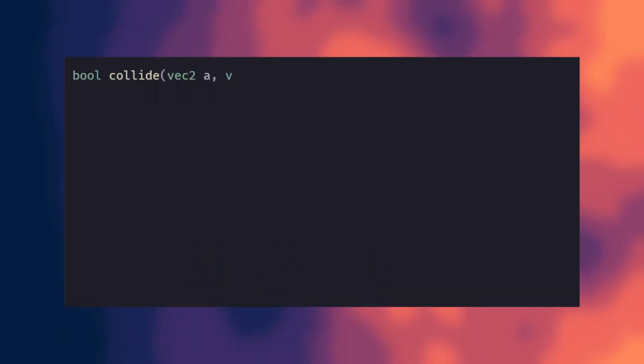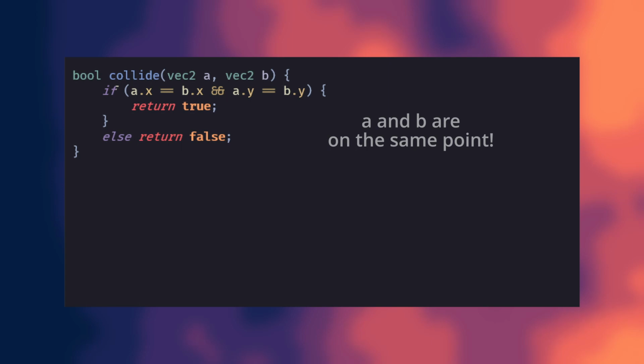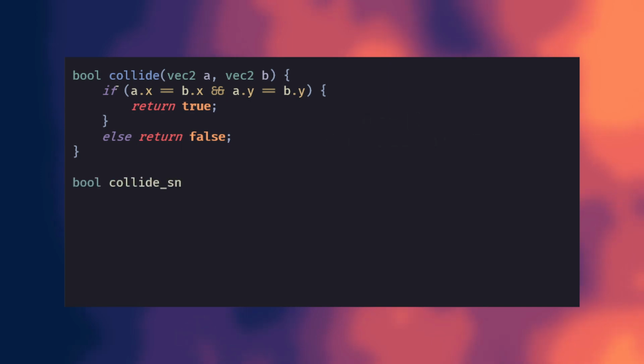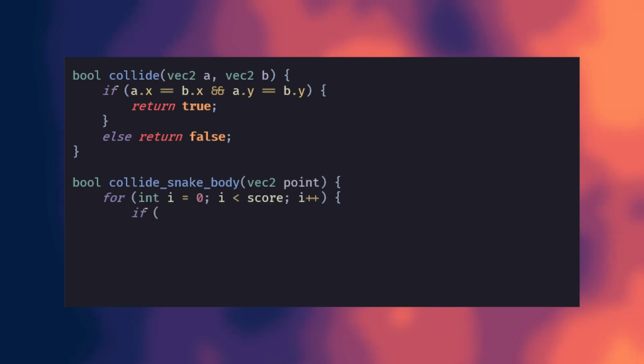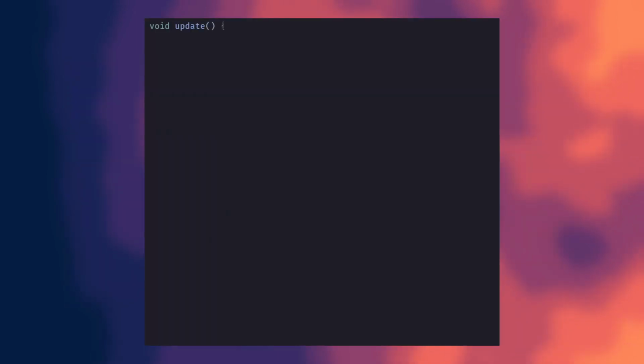Inside of update, we're going to call some new functions called collide and collide snake body to check for collisions. So the collide function is pretty simple, just takes 2 points and checks if their x and y values are the same. If they are, then it returns true. For collide snake body, we're basically looping through all of the snake's segments, and if our point collides with any of those segments, we return true. Now we're going to move on to the update function.